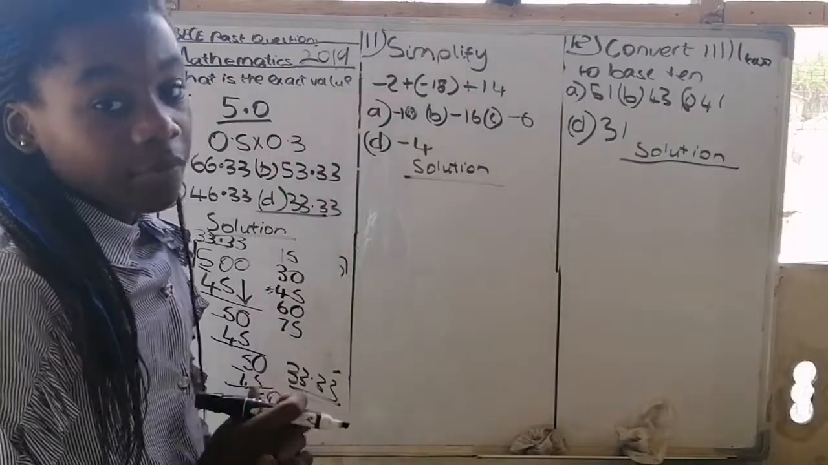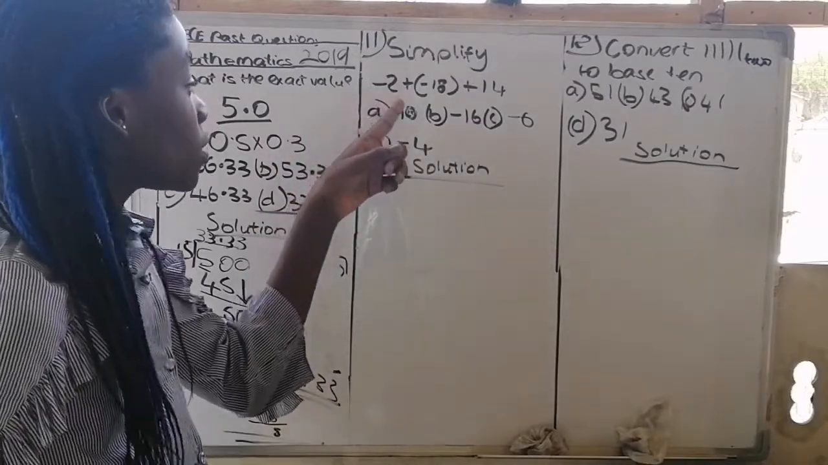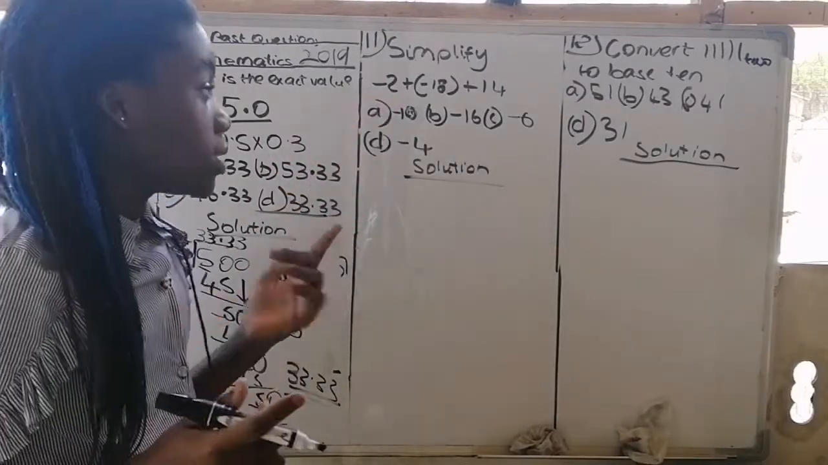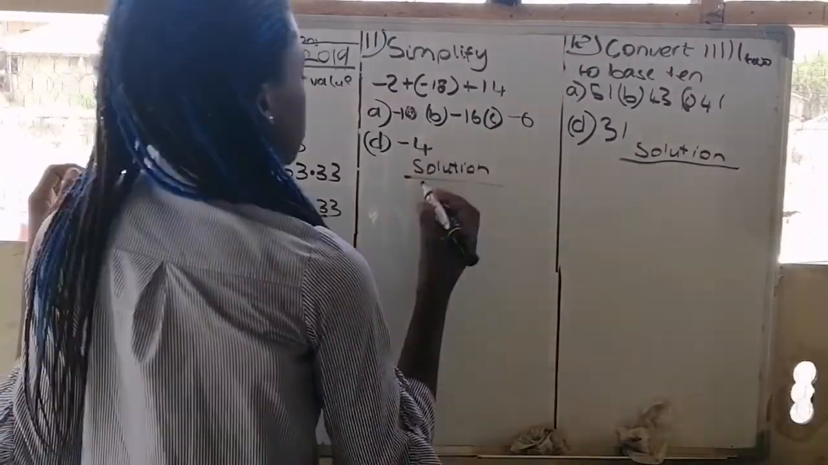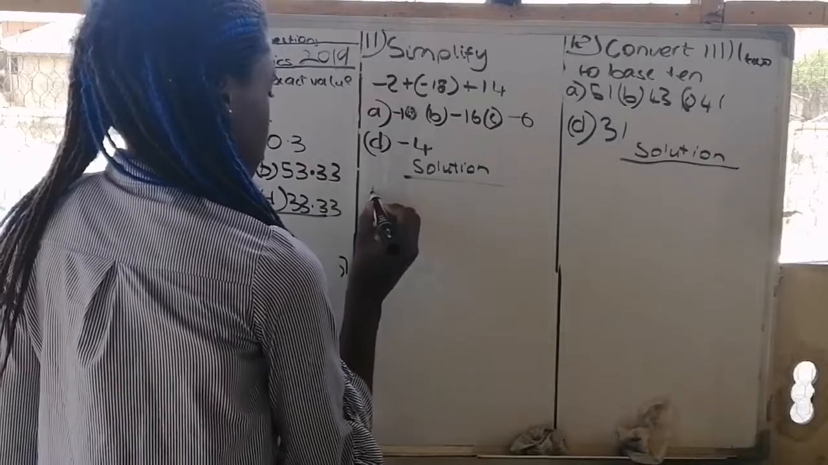So now number 11. Simplify -2 plus -18 plus 14. So now I think we have to use BODMAS for this. Sorry, BODMAS.